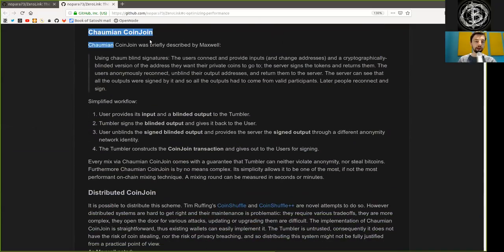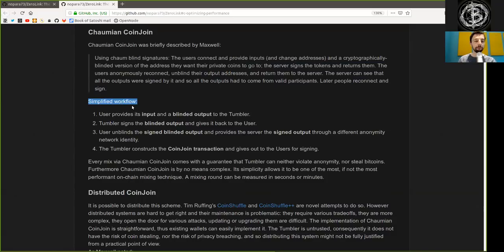Chaumian CoinJoin was briefly described by Gregory Maxwell. Using Chaum blind signatures, the user connects and provides inputs and change addresses and a cryptographically blinded version of the address they want their private coins to go to. The server signs the token and returns them. The user anonymously reconnects, unblinds their output addresses, and returns them to the server. The server can see that all the outputs were signed by it, and so all the outputs had to come from valid participants. Later, people reconnect and sign.